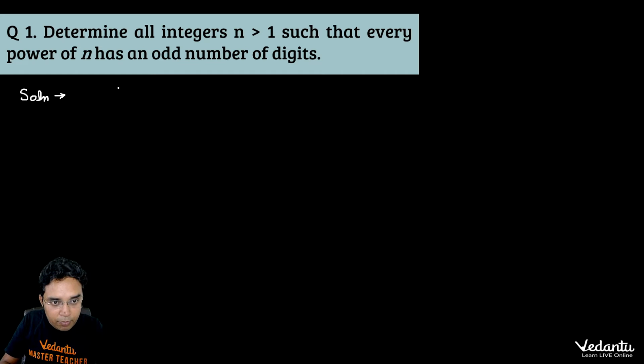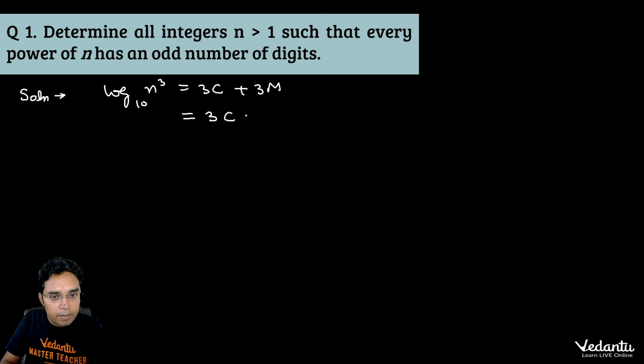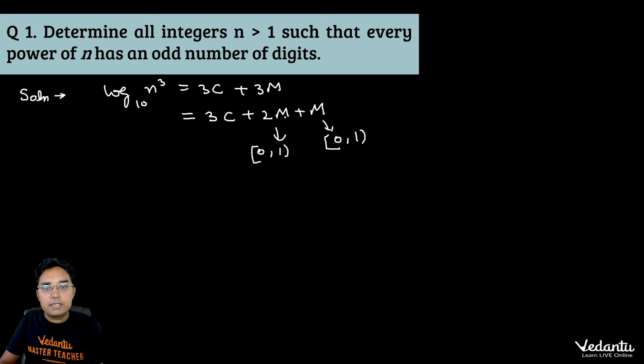Now if I do it further, if I take log of n cube base 10, it will be 3c plus 3m. I can write this as 3c plus 2m plus m. Already 2m is from 0 to 1, as I explained in our previous slide, and m is also from 0 to 1. So you can see the sum of these two once again can become bigger than 1. But if we want n cube to also have an odd number of digits, then this 2m plus m, that means 3m, should be less than 1 and greater than or equal to 0.